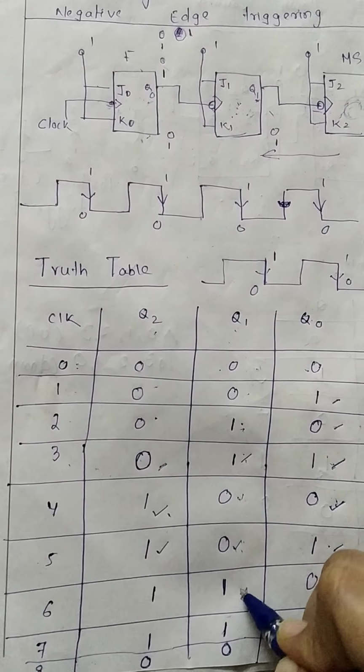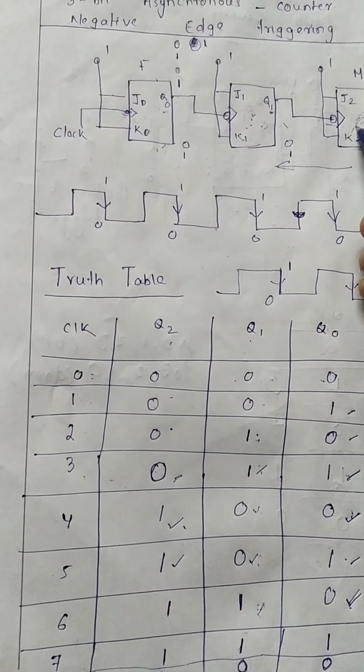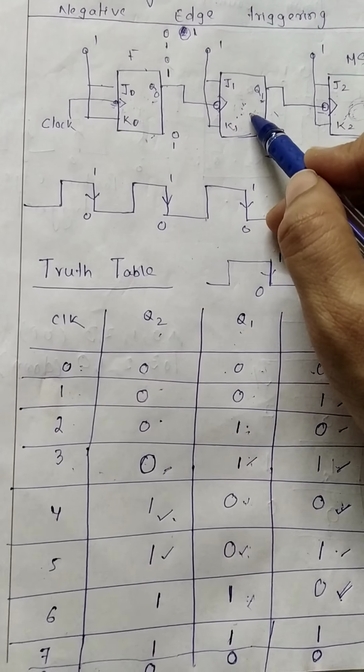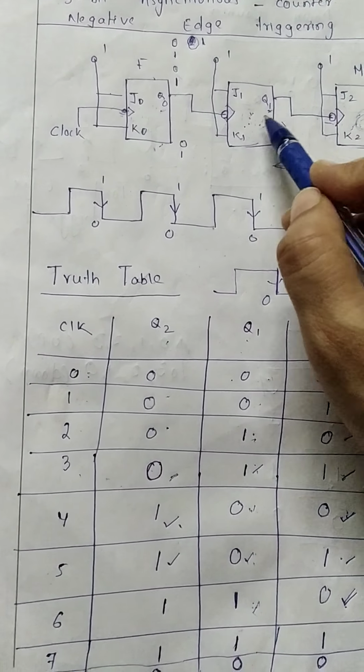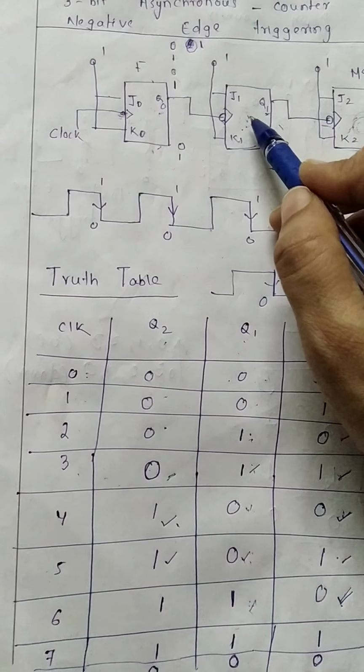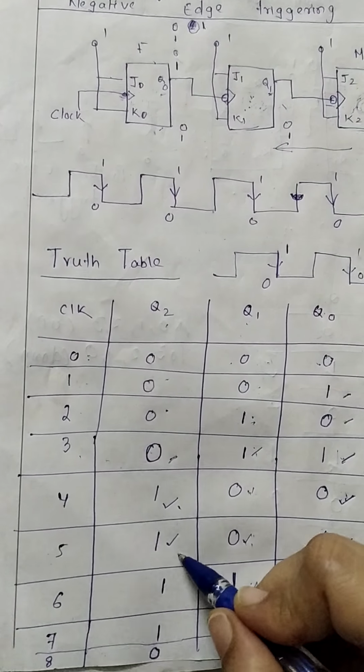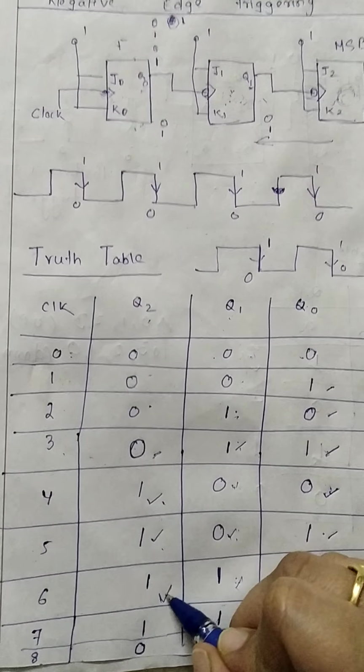Now when this is triggered, what will happen to this? I should have 1 to 0, but here I am getting 1. It is not going to 0. It has gone from 0 to 1. So now what will happen to this? There will be no change here. So the value is carried here in the 6th.